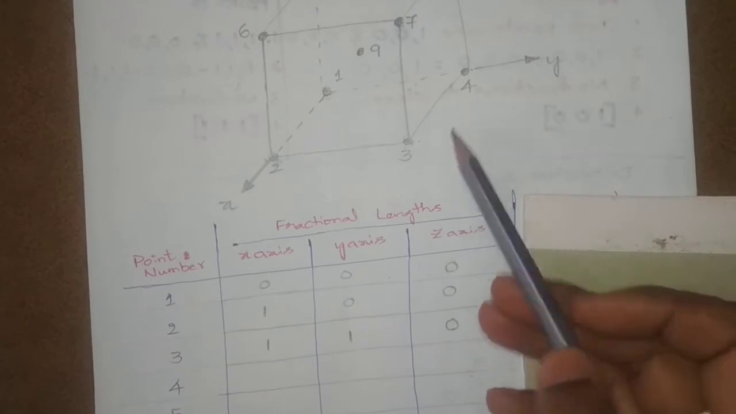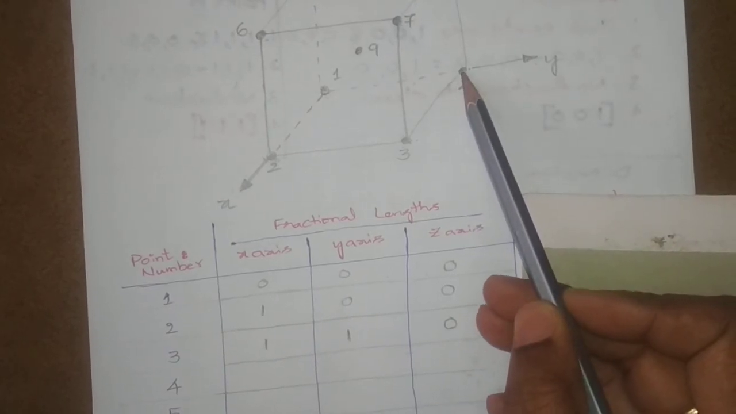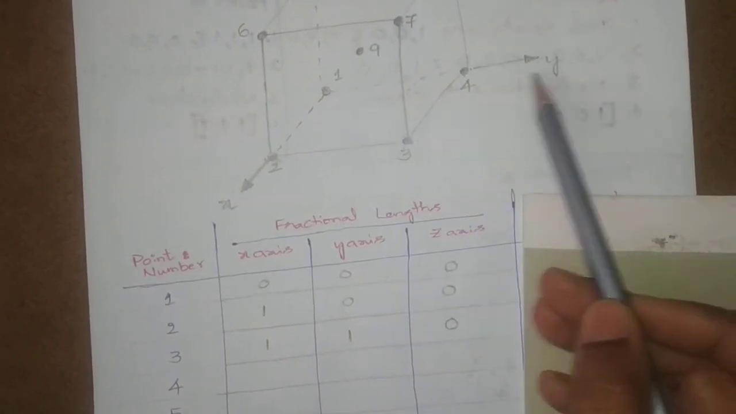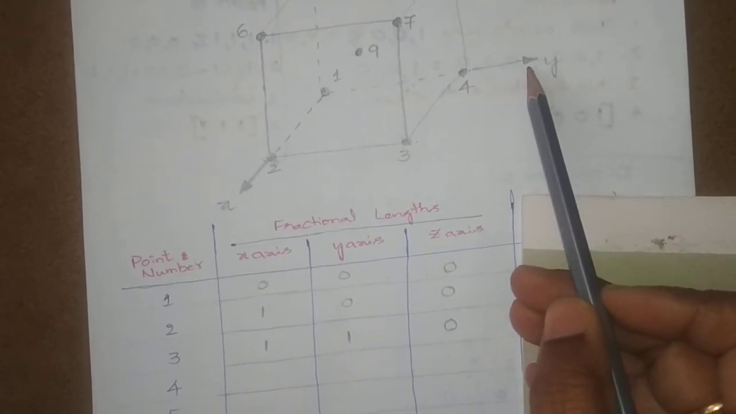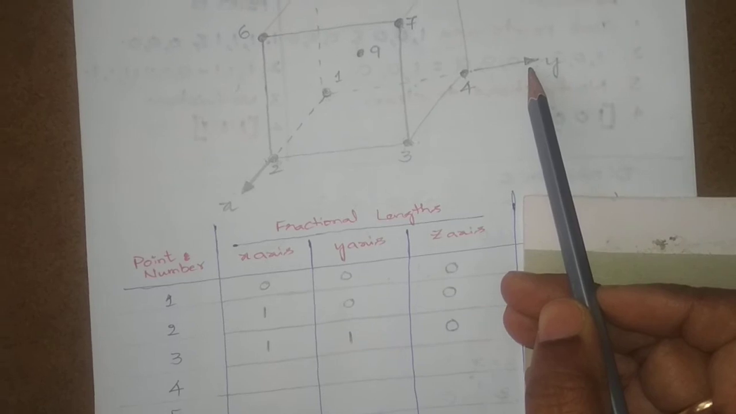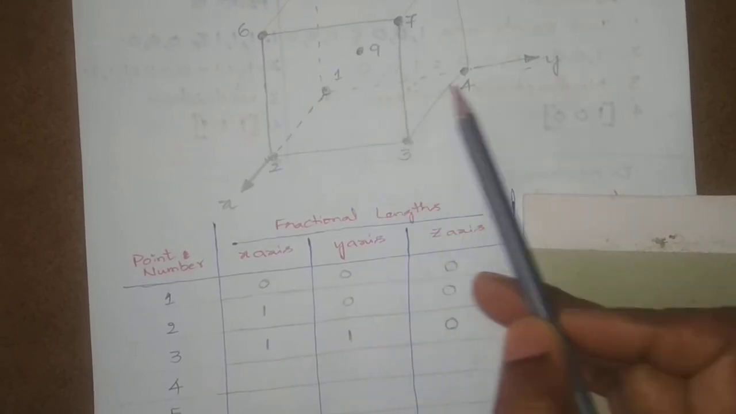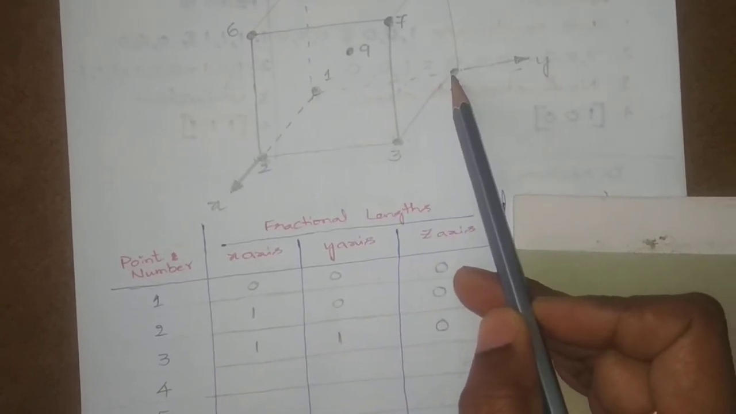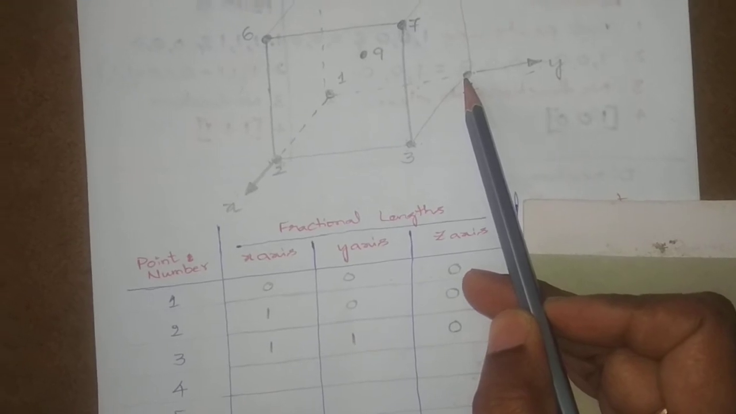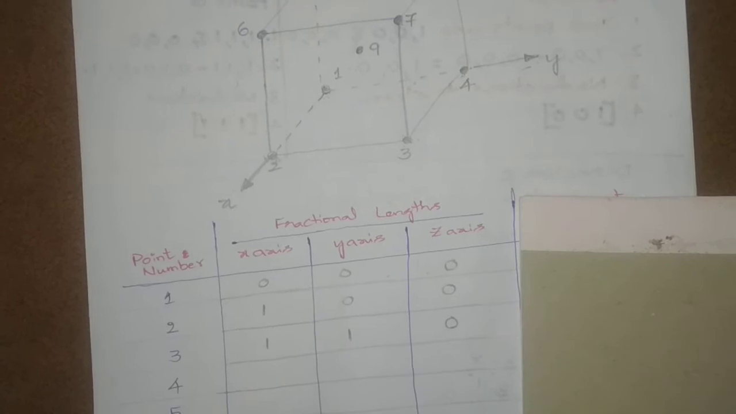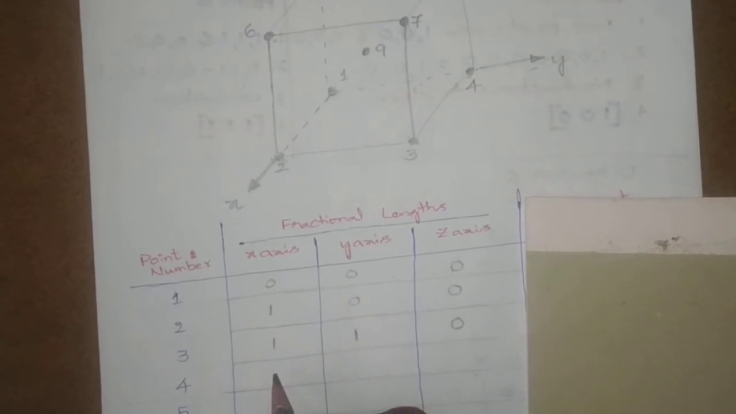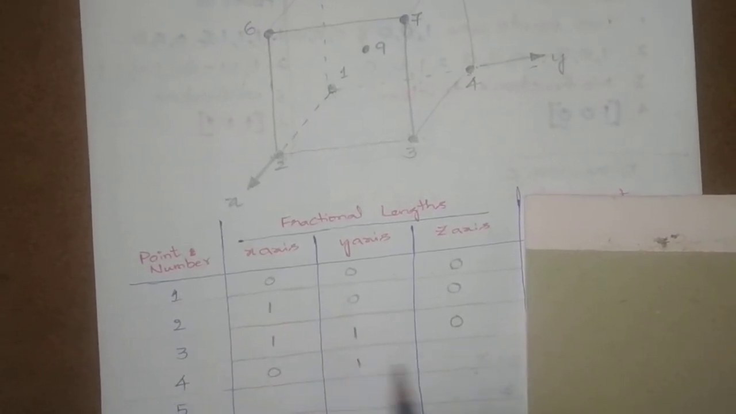Now point 4. As you can see, point 4 is on the y axis. We all know when a point is on the y axis, its x and z coordinates will be 0. So from origin, we have to move 1 unit in the y direction. So x coordinate and z coordinate are 0, y coordinate is 1. So the coordinates of point 4 are 0, 1, 0.